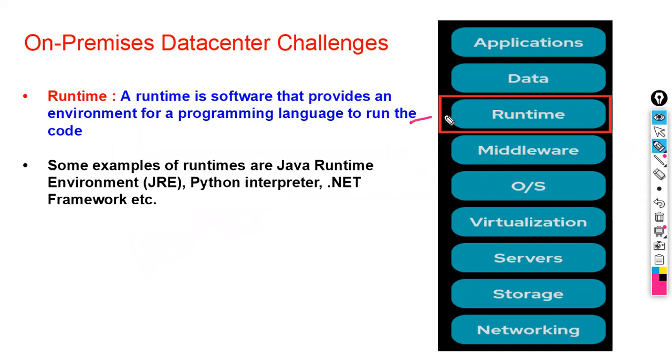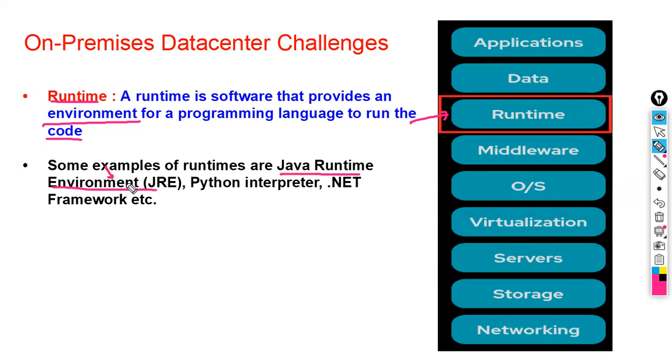Then you are responsible for runtime as well. So what is this runtime? Let us try to understand. Runtime is software that provides an environment for a programming language to run the code. Let us say we have decided to build our application. For that, we need software developers, and they develop your application. To develop the application, they need a programming language. Let us say they are using the Java programming language. To run the Java code, they need the Java runtime, which is the Java Runtime Environment.